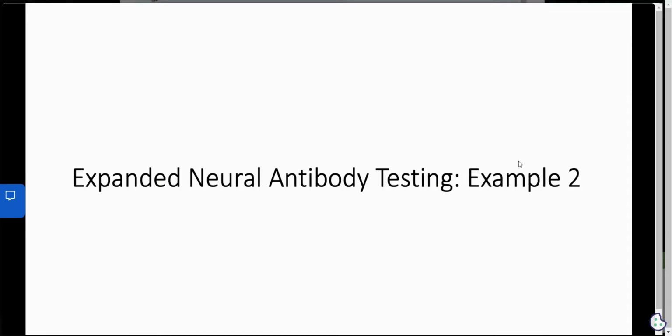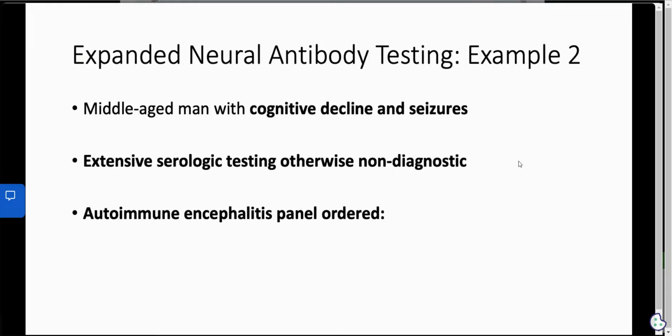Moving on to another example here. This is a middle-aged man with cognitive decline and seizures. Extensive serologic testing, again, for this man was otherwise non-diagnostic. And an autoimmune encephalitis panel was ordered.